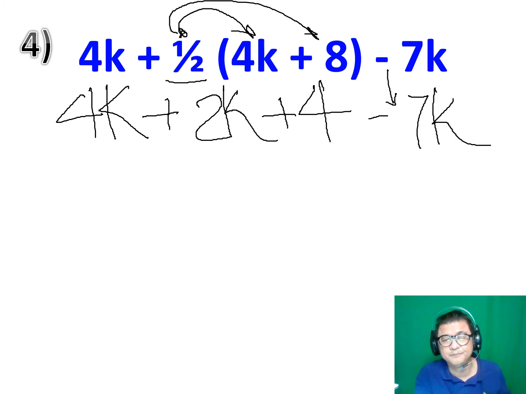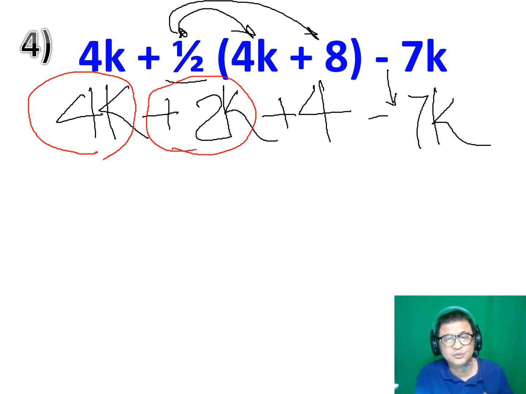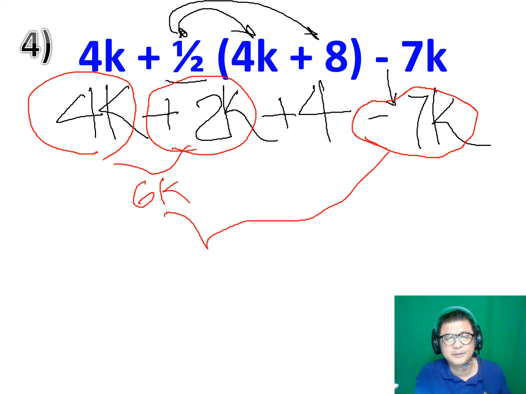Will I stop? Not yet. Look at all the k's. I see a 4. I see a 2. I see not just a 7, a negative 7. 4 plus 2 is what? 6. Positive 6k, 6k plus the negative 7k. The result will be what? Negative 1k, negative 1k plus 4.